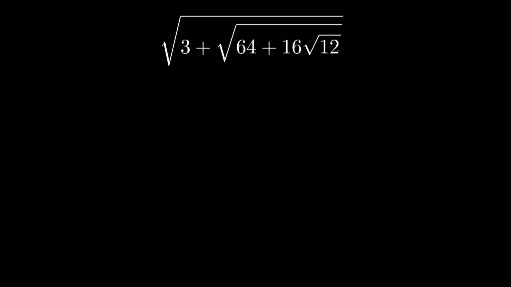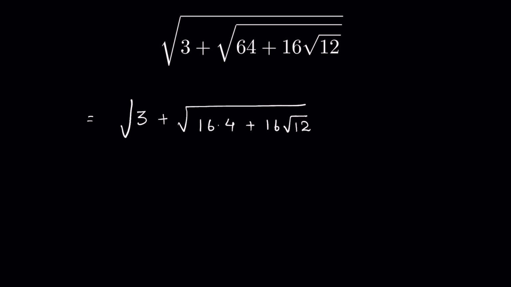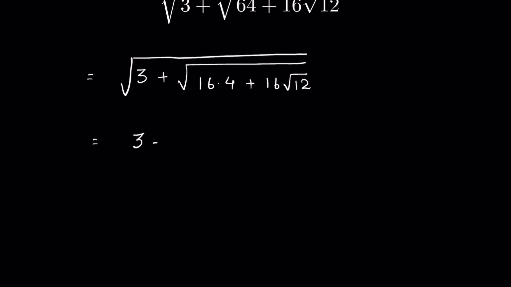3 plus square root of 64 plus 16 times square root of 12, all under square root. We have to simplify it. Let's try. So 3 plus square root. Now 64 we can write as 16 times 4, plus 16 times square root of 12, all under square root. This is equal to 3 plus, now here we can take 16 common.